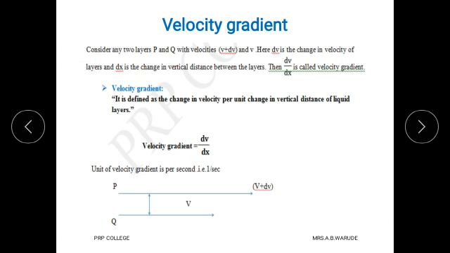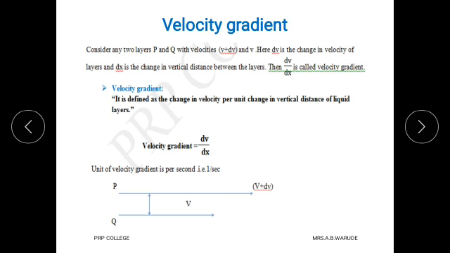Then what is meant by velocity gradient? For that, consider two layers, layer P and layer Q, and as we know, neighboring layers have different velocities. Here we consider that layer Q has velocity V and layer P has velocity V plus dV. That means layer P has a larger velocity as compared to layer Q.